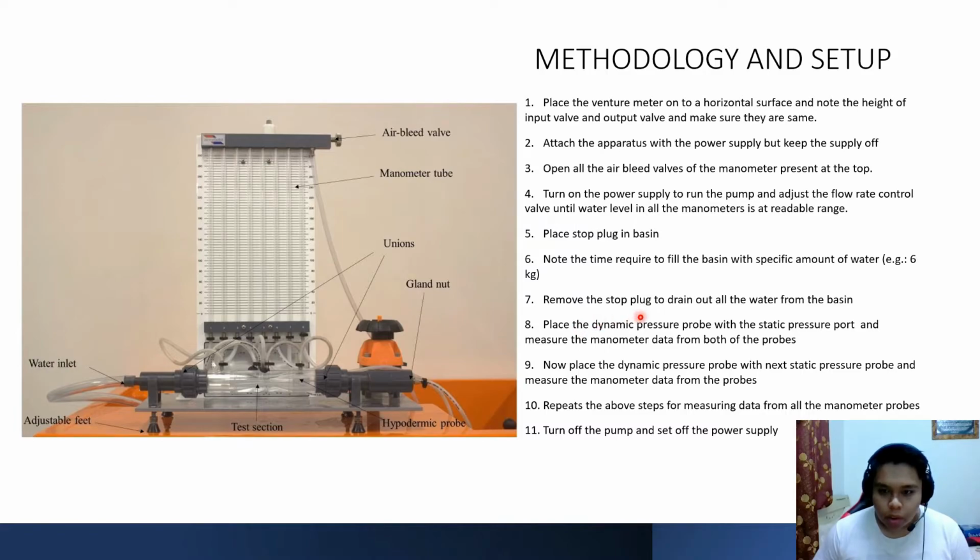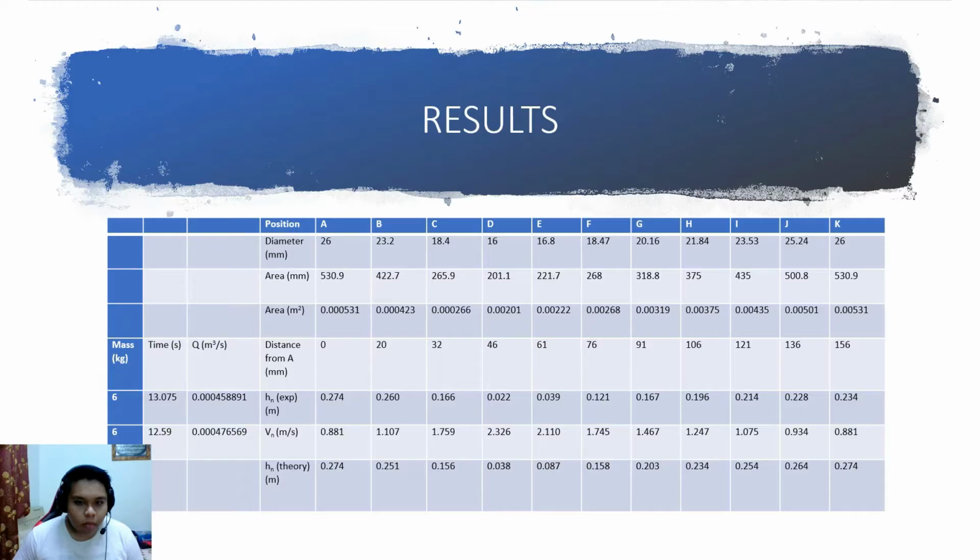Then remove the stop plug to drain all the water from the basin, and then place the dynamic pressure probe with the static pressure port and measure the manometer data from both of the probes. Now place the dynamic pressure probe with the next static pressure probe and measure the manometer data from the probes. Repeat the above steps for measuring data from all the manometer probes. Turn off the pump and switch off the power supply. And after getting the data from the experiment and applying it to the equation earlier, we can get the results.